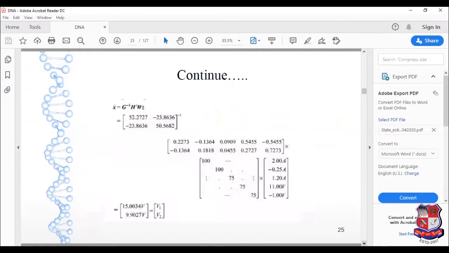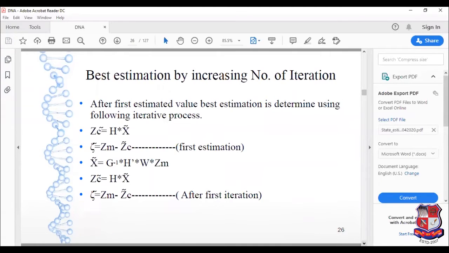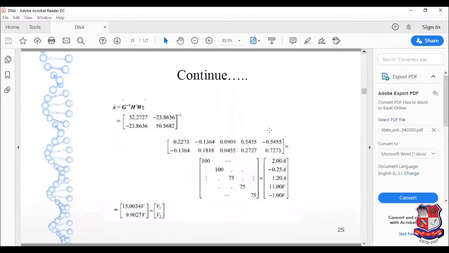As you have recalled all this, we will proceed gradually. Now after the first iteration, we have derived the values of V1 and V2. V1 is approximately, or almost the true value, 15.0034, while V2 is equal to 9.9027 volt. However, we can still improve this result. In order to improve this result, we have to increase the iteration count. How to proceed further? That procedure is explained in the next slide.